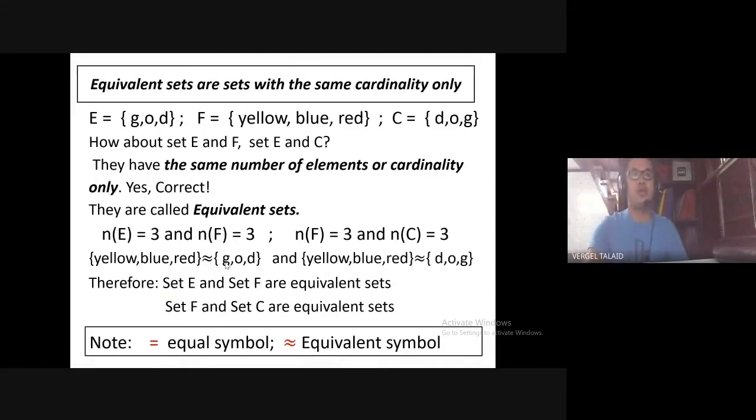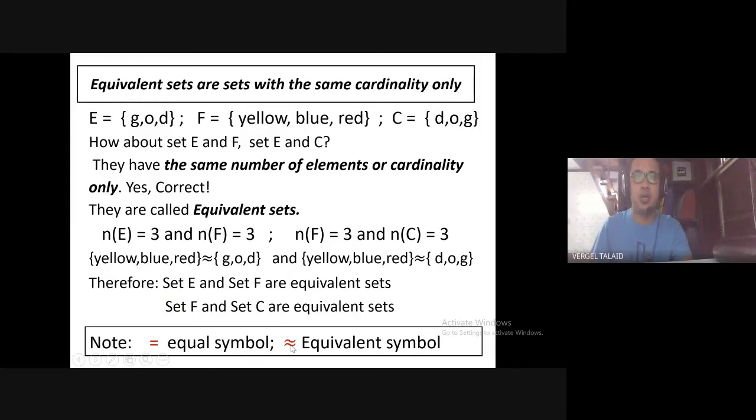Now, how about equivalent? Equivalent sets are sets with the same cardinality only. So again, parihara sila gidaghanon, but not exactly the same elements. For example, what have you noticed on E and F? How many elements in E? We have three. F, we have three also. How about F and C? Tag three gihapon. So therefore, they are what we call equivalent. Equivalent gani ang pareha ra gidaghanon. So the cardinality of set E is 3. The cardinality of set F is 3. Yellow, blue, red, and God, this is what we call equivalent.